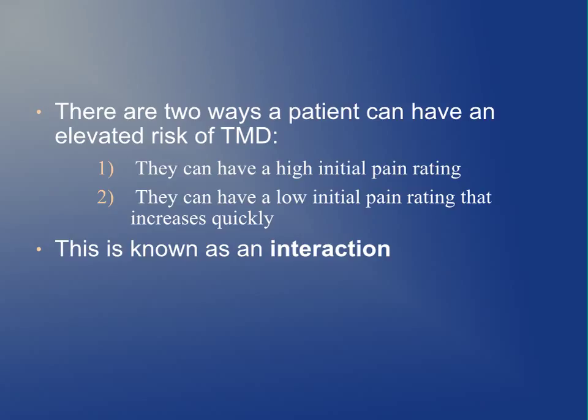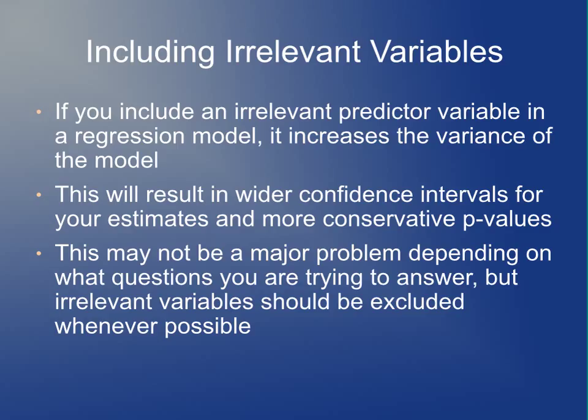So sometimes a variable that looks like it's not significant by itself can become significant when you include it with another variable in the model. And if you include an irrelevant variable in the model, then it will increase the variance of the model, and this will give you wider confidence intervals for your estimates and more conservative p-values. This may not be a major problem if you have enough data, but in general you want to try to exclude irrelevant variables whenever you can.